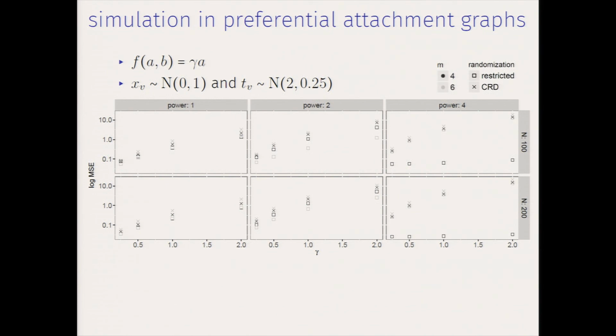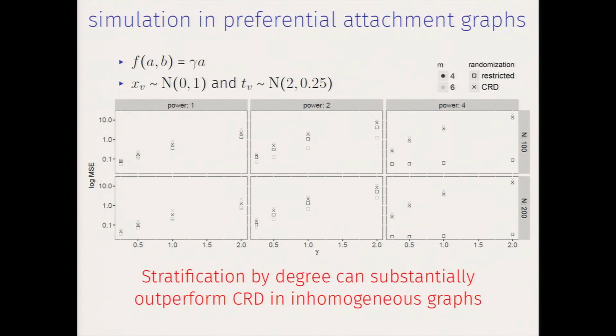And when m is equal to 4 and the power parameter is 4, something dramatic happens: the mean squared error is unaffected by the amount of interference for our design. That tells us that our design is perfectly canceling interference in these graphs. The reason is that when m is small and the power parameter is large, the graph has a really tight structure, and our design is perfectly exploiting that. So the conclusion is that our stratification design can substantially outperform a completely random design when the graph is inhomogeneous.